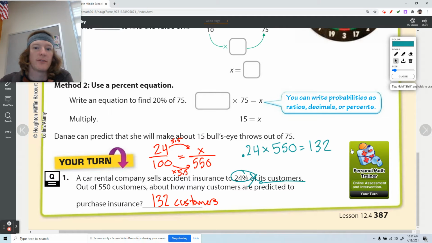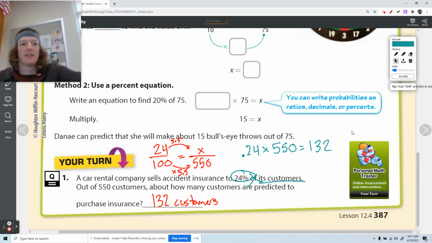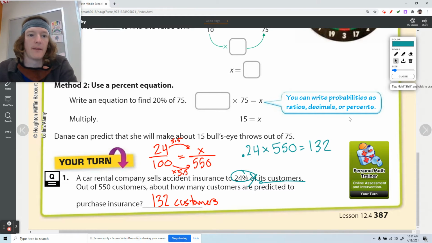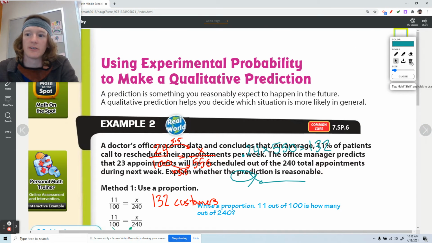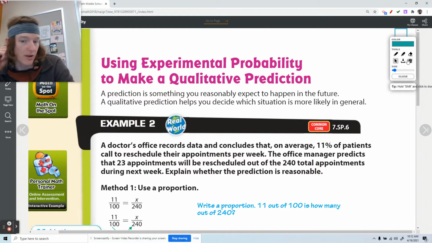In fact, this is pretty much how all of our problems are going to go. The only thing they're going to add is that people will have made a guess. For example, a car rental company says that about 150 will buy insurance, but it actually happens to 24% of the customers. Is this accurate? We're going to have to check people's work, using experimental probability to make a qualitative prediction.